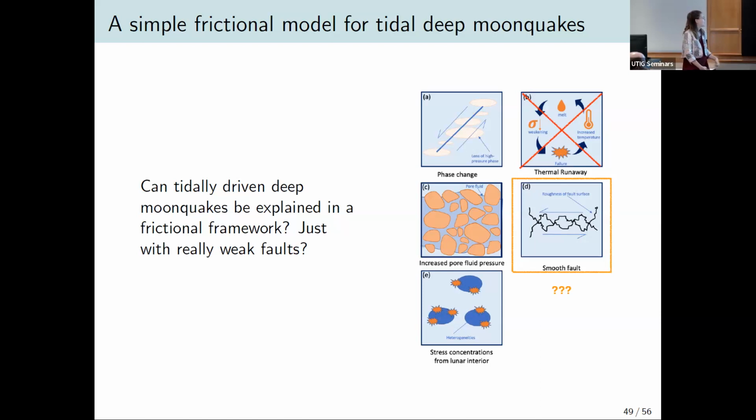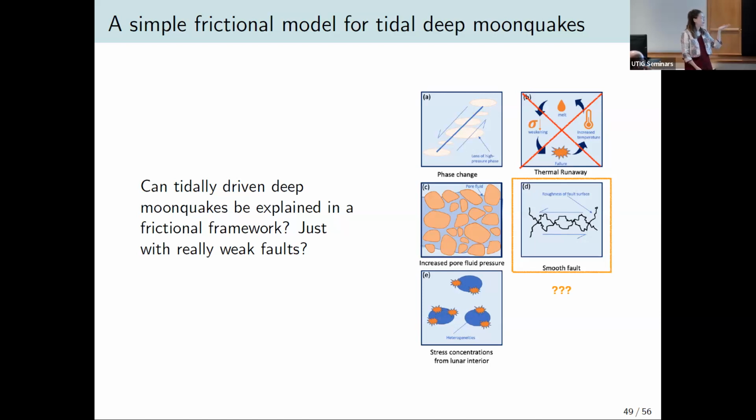On Earth, people like to explain faults using a rate and state framework. And so the idea is, can we use this rate and state frictional framework to try and describe the occurrence time of deep moonquakes?